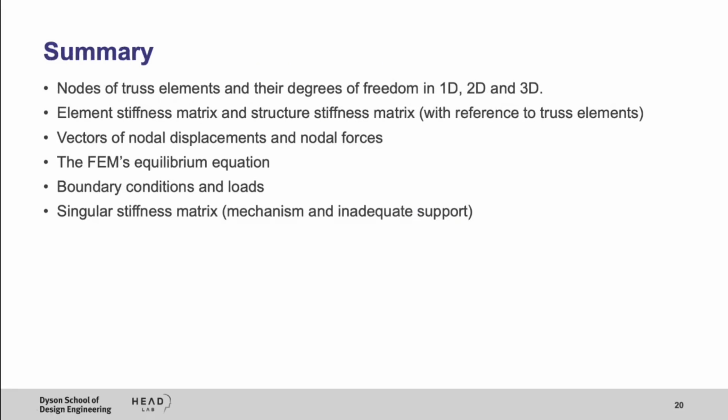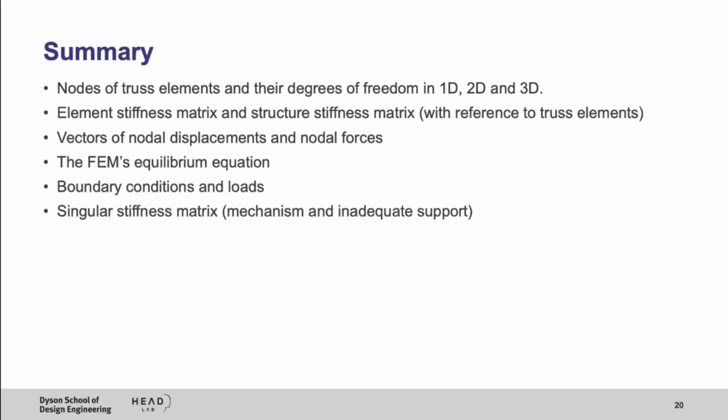Perfect. So as a summary, we described what the nodes of truss elements are and what their degrees of freedom are in one-dimensional, two-dimensional, and three-dimensional. So essentially, their degrees of freedom are translation in X, Y, and Z in three-dimensional space, which is the most generic case. We learned about the element stiffness matrix and structural stiffness matrix, and these were defined in the context of truss elements. We will define them in the context of other types of elements. We understood what the vectors of nodal displacements and nodal forces are. We saw the FEM's equilibrium equation.